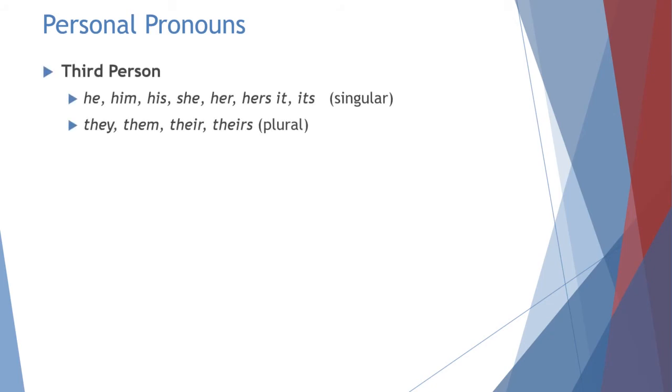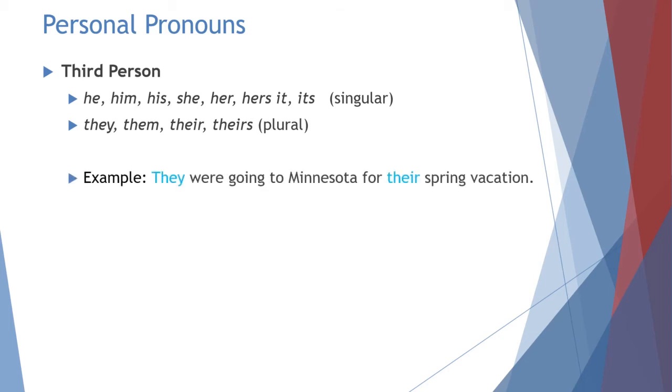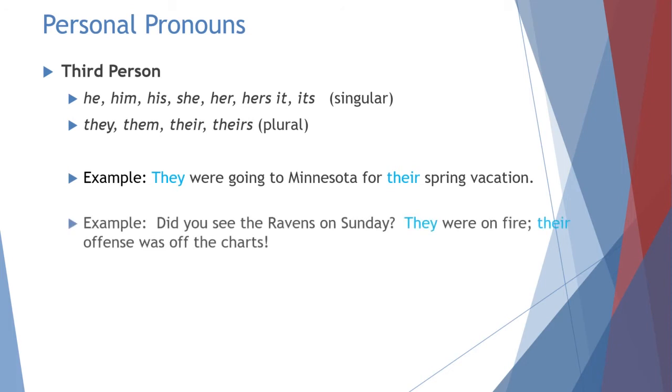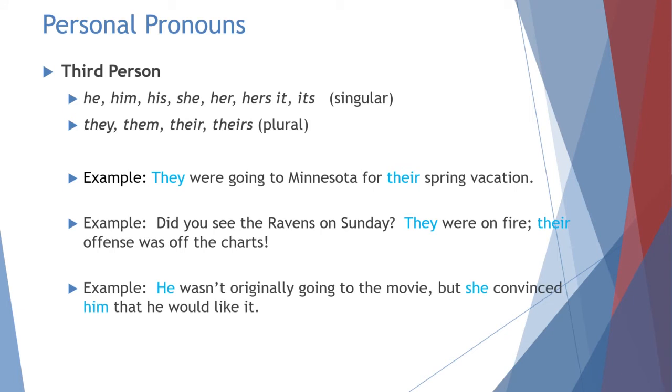Third person: he, him, his, she, her, it, its. They, them, their, theirs. They were going to Minnesota for their spring vacation. Did you see the Ravens on Sunday? They were on fire. Their offense was off the charts. He wasn't originally going to the movie, but she convinced him that he would like it.